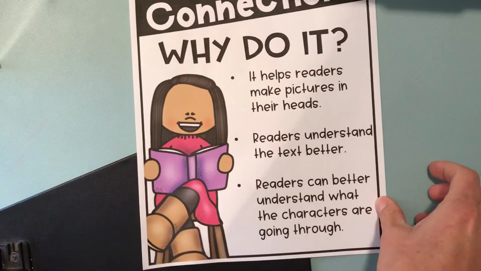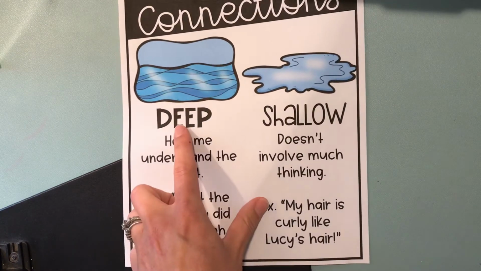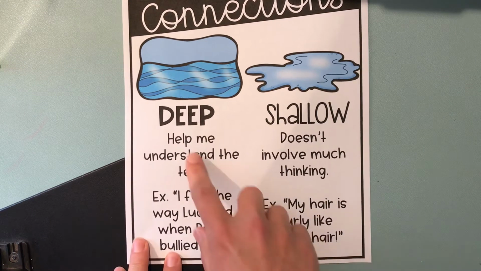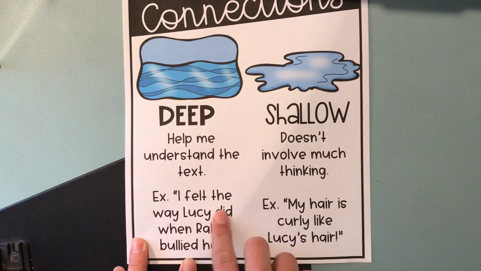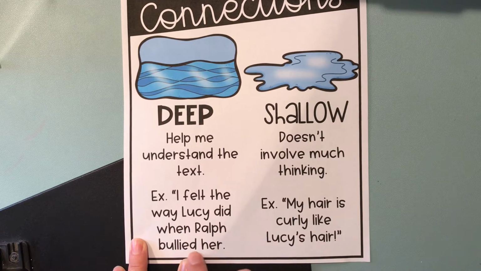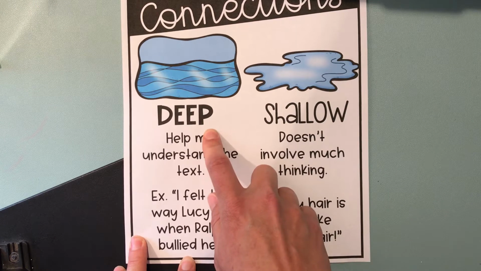There are two different types of connections. You have a deep connection, so something that is really deep. That means it helps me understand the text. So for example, I felt the way Lucy did when Ralph bullied her. So you get that deep connection with the character in the story.